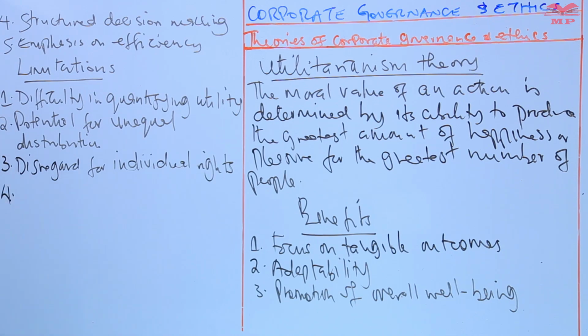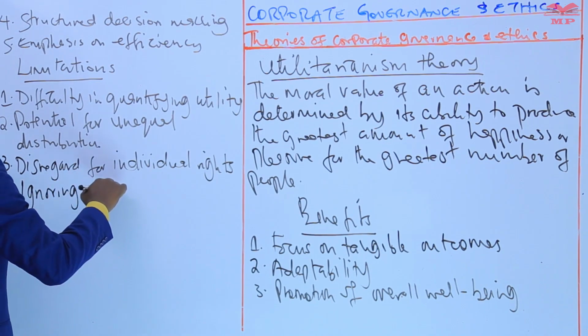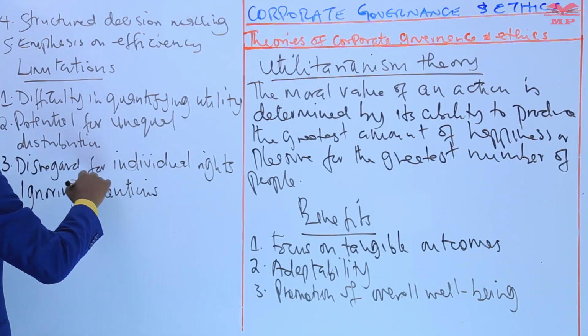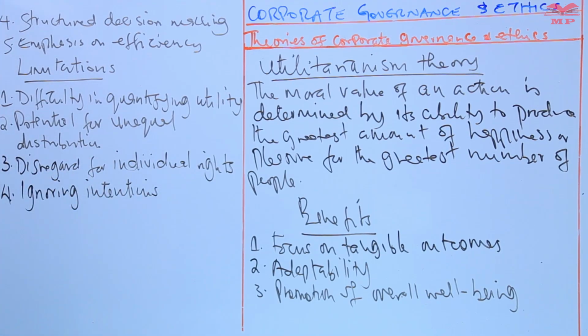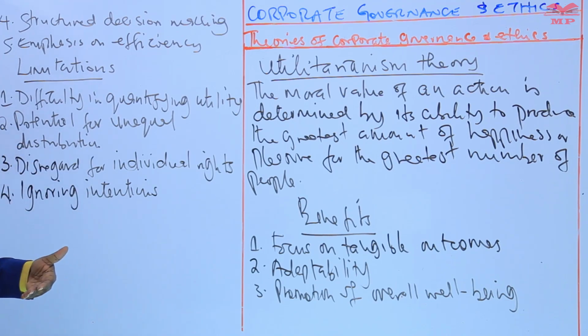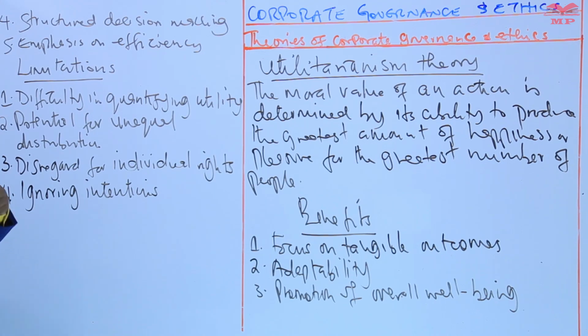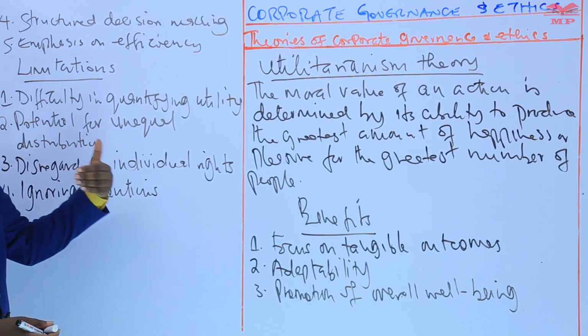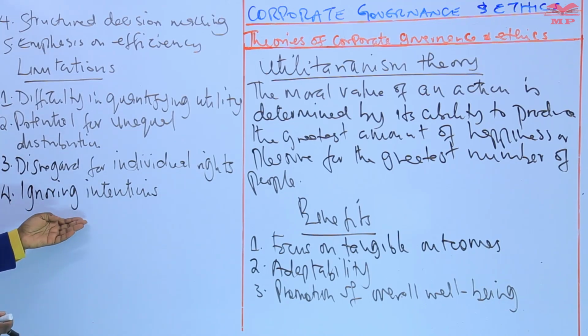The 4th limitation is that of ignoring intentions. Utilitarianism focuses solely on outcomes, potentially neglecting the ethical considerations behind actions, even if they lead to positive results. And that can raise concerns about the justification of unethical means for achieving desirable ends. This theory ignores good intentions, and that is a challenge.